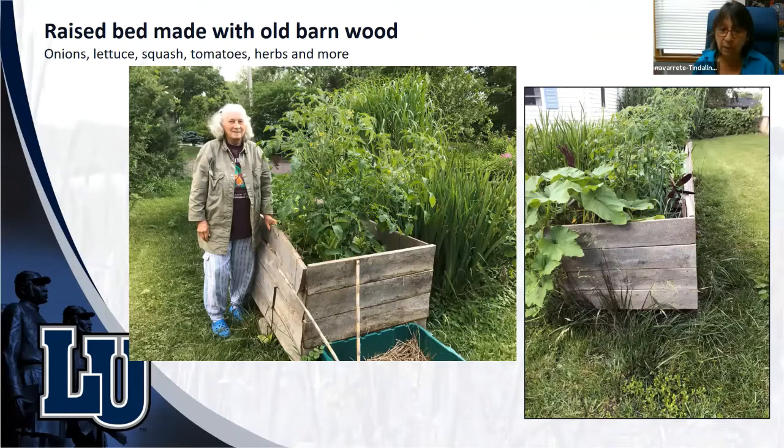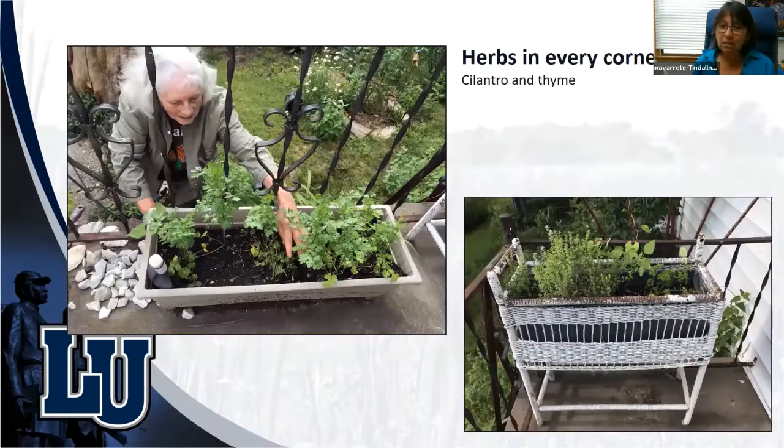This is exactly a raised bed that is put on bricks and rocks. It was built with old barn wood. And in this particular box, she had a complete companion crop situation: onions, lettuce, squash, tomatoes, herbs, and a couple more that I forgot. But it was just very nice to see that. And she uses every corner.